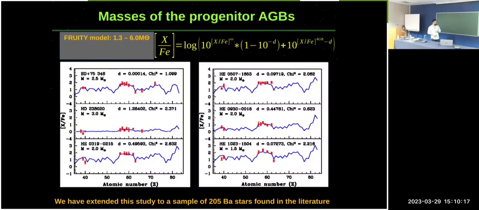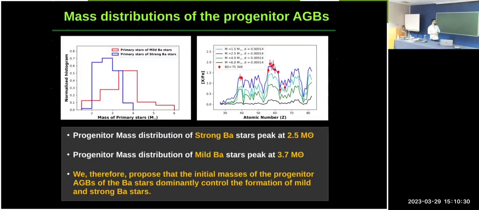So like this, we have extended this study to 205 barium stars found in the literature, and we derived the mass distribution of the AGB components of mild and strong barium stars. And we found that the progenitor mass distribution of strong barium stars peaks at 2.5 solar mass, and the progenitor mass distribution of mild barium stars peaks at 3.7 solar mass. So we propose that the initial masses of the progenitor AGBs of the barium stars dominantly control the formation of mild and strong barium stars.